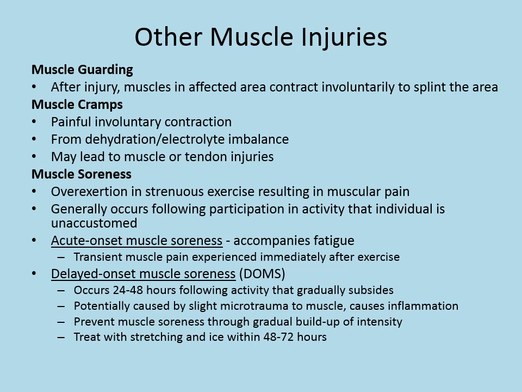Muscle cramps, we've talked about a bit in our environmental lecture, but basically that's a painful involuntary contraction, most often from dehydration and an electrolyte imbalance. And that may lead to muscle or tendon injuries if the athlete or participant tries to continue exercising while they're cramping. You can get muscle strains if you continue to play on a cramp instead of trying to stop when you feel that happening.